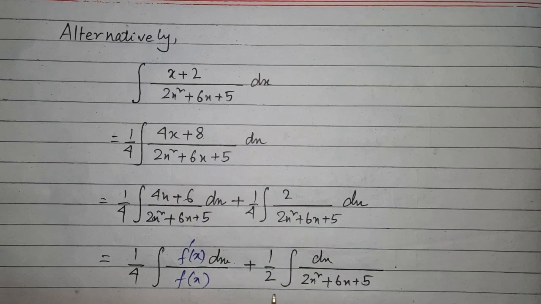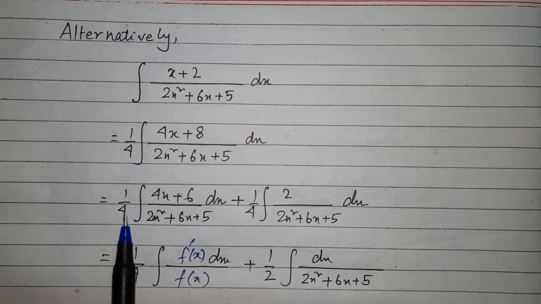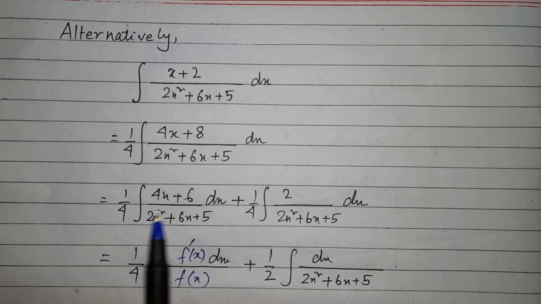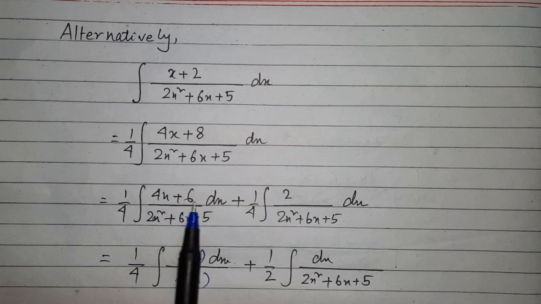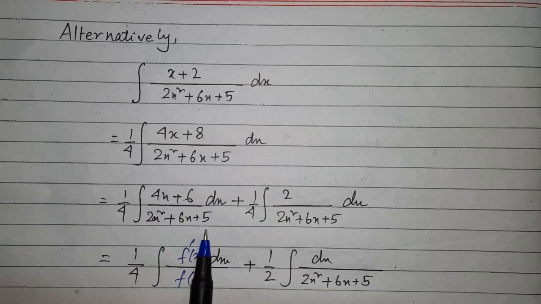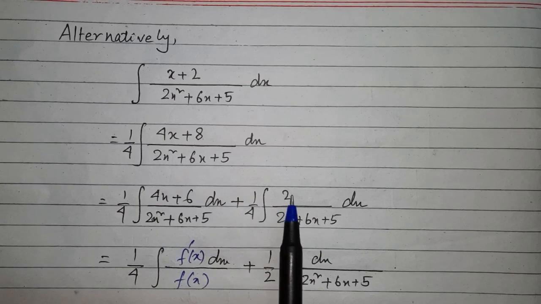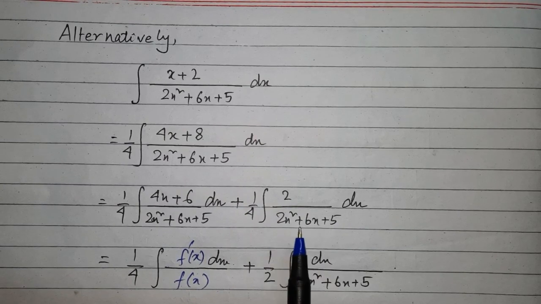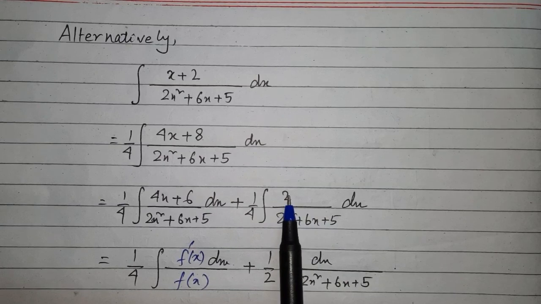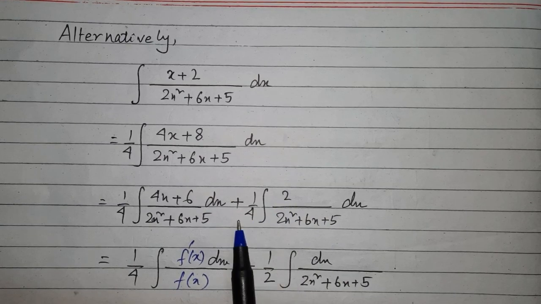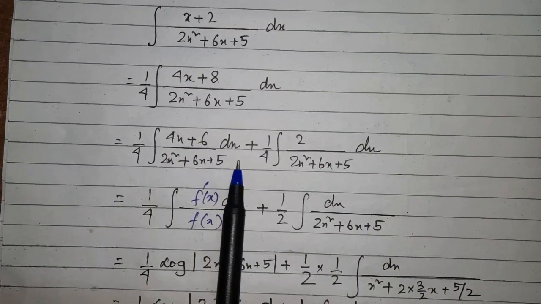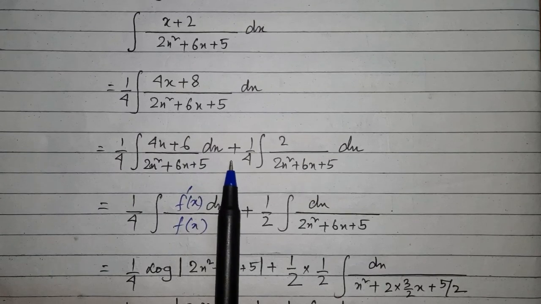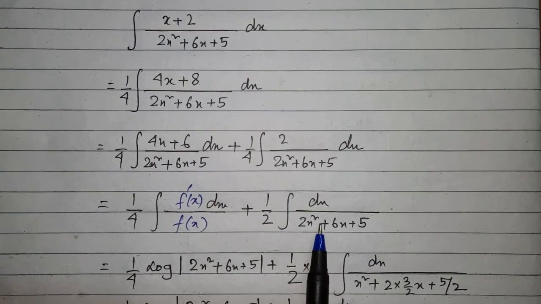Means another term. So I have distributed the denominator and also the coefficient. So 1 by 4 is distributed with both these terms and integration is also distributed. So it will be 4x plus 6 by 2x square plus 6x plus 5 dx plus 1 by 4 integration of 2 by 2x square plus 6x plus 5. Now this 2 and 4 will be cancelled out. So it will become 1 by 4 I1 plus 1 by 2, this will be 1 by 2 I2.